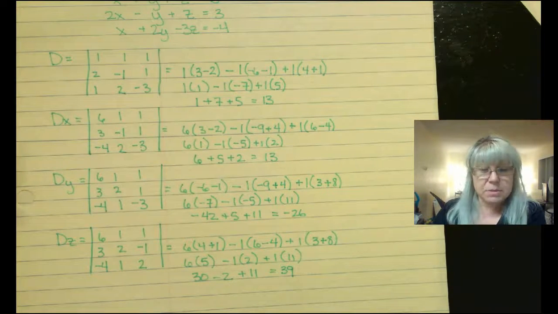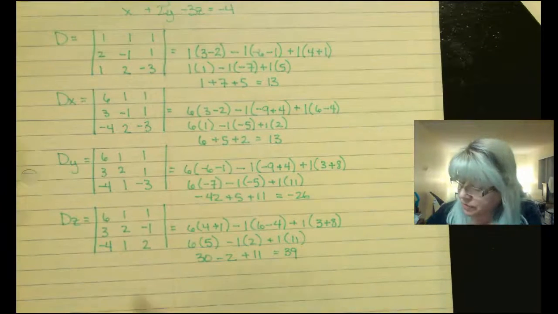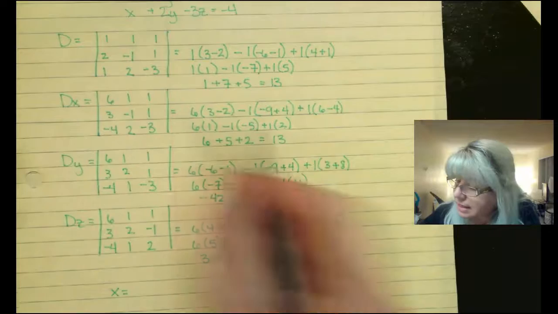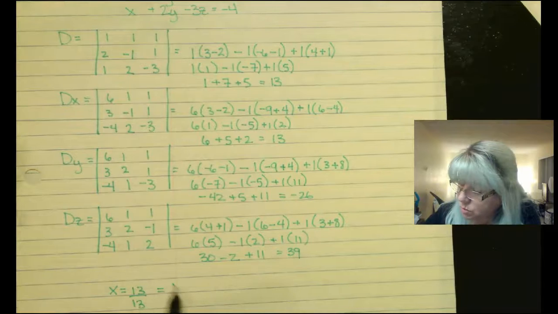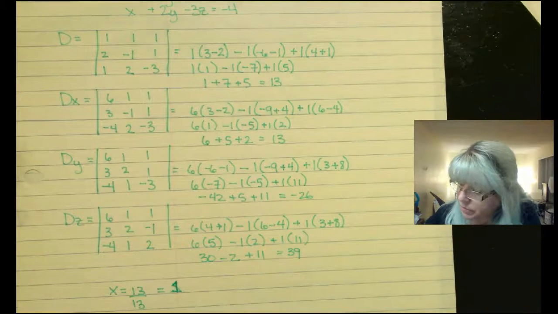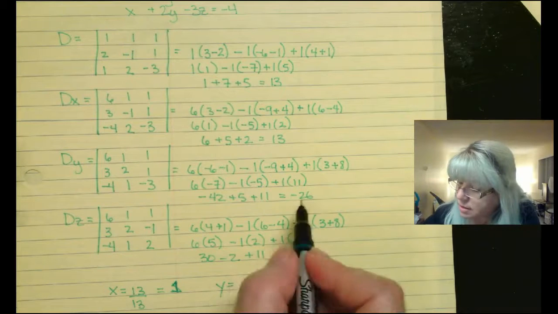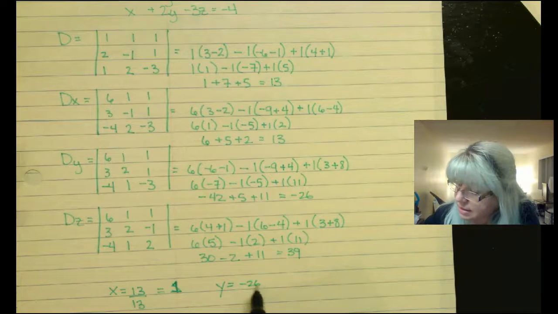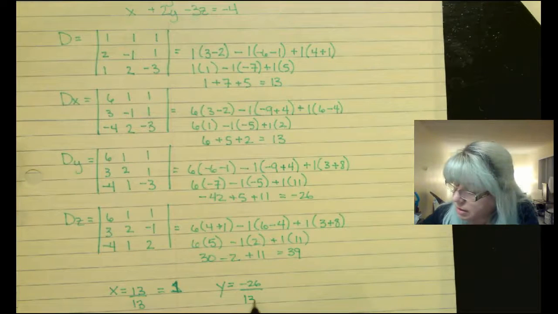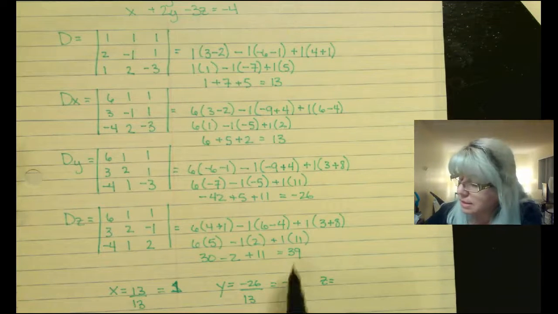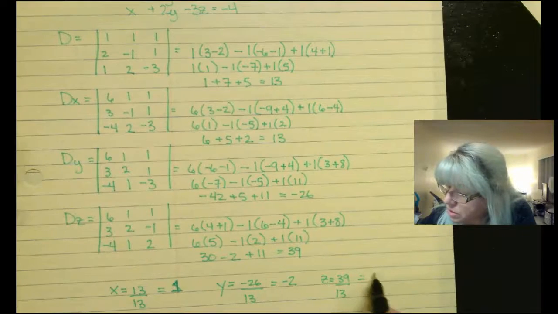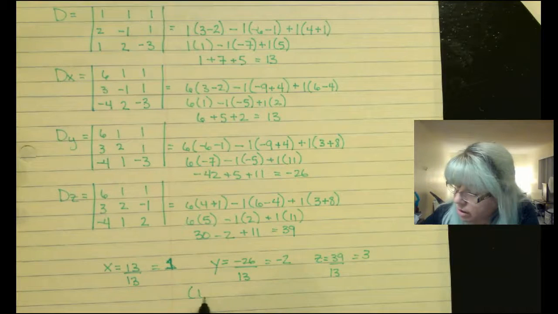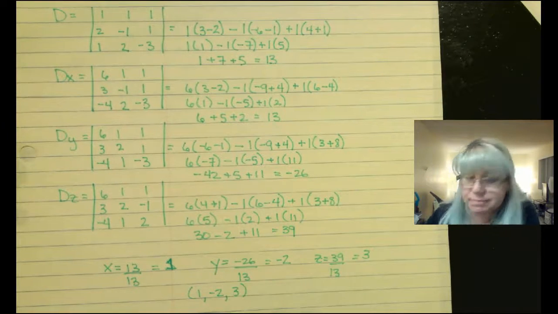Okay. Seems like a lot of work, but here's our solution set. X equals dx 13 over d 13. X equals 1. Okay. Y equals dy is negative 26 over d, which is 13. Y equals negative 2. Z equals dz, 39, over d, which is 13. Z equals 3. Our solution, 1, negative 2, 3.